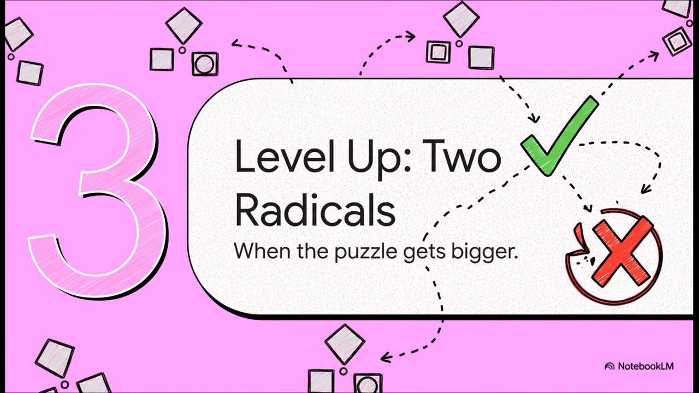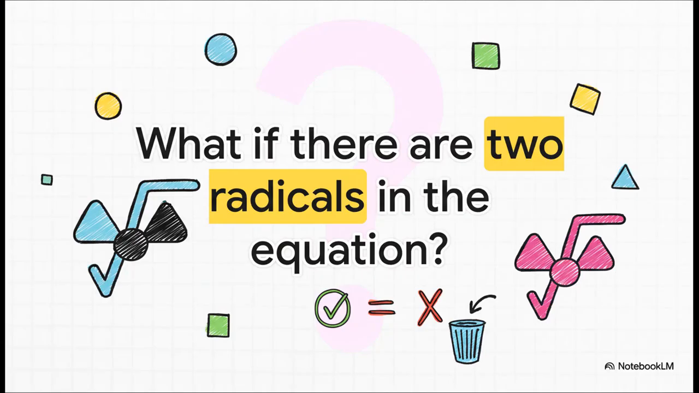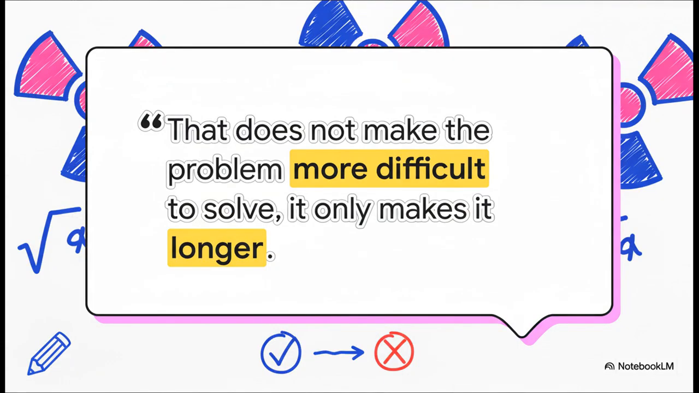All right, so that was a warm-up. You've got the basic idea. But what happens when the equation decides to throw not one, but 2 radicals at us? I know, this looks a lot more intimidating, right? It just feels like it should be way more difficult to solve. But here's the secret, and I absolutely love this quote from Hamlin Math. It's not actually more difficult, it's just longer. We don't need a totally new playbook here.